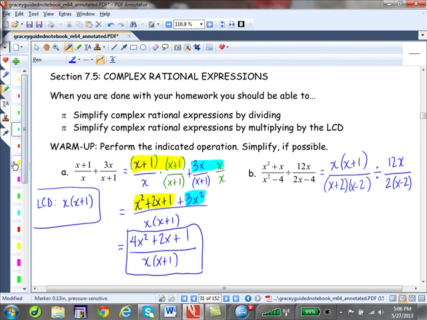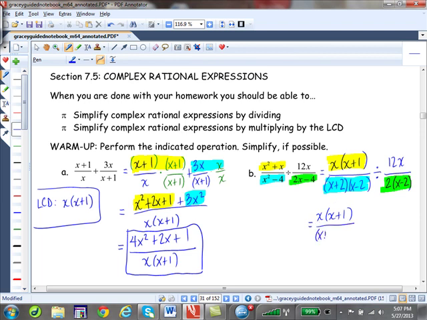So here are the equivalences from this one. X squared plus x is equal to this. And then we have x squared minus 4 is equal to this. The 12x, you can see where that came from. And 2x minus 4 factors as 2 times quantity x minus 2. So then we're going to go ahead and invert and multiply. So we'll have x times x plus 1 over x plus 2 times x minus 2, multiplied by 2 times x minus 2 over 12x.